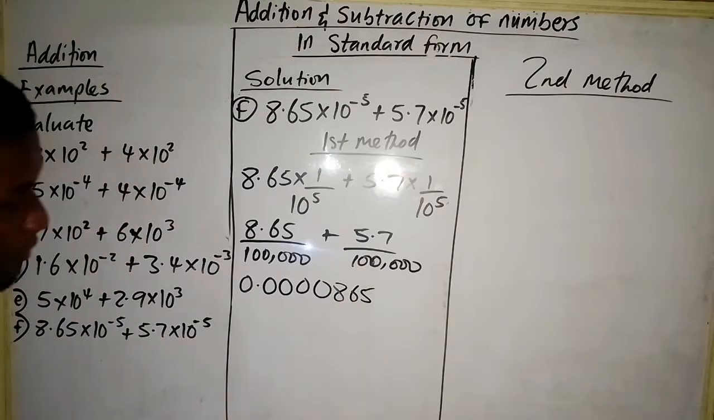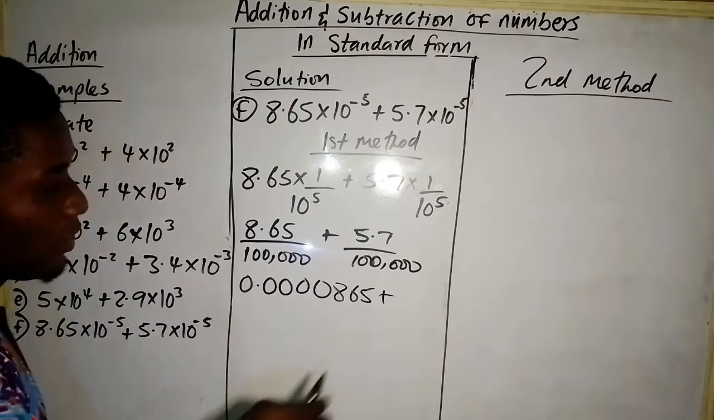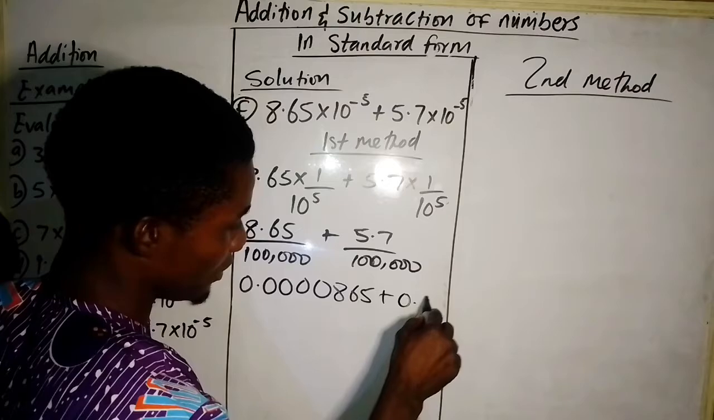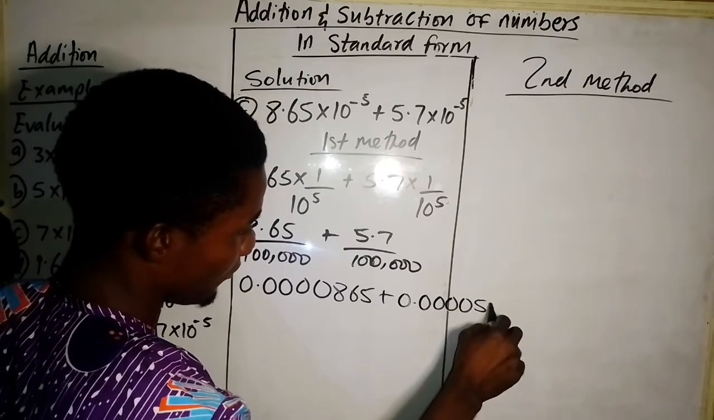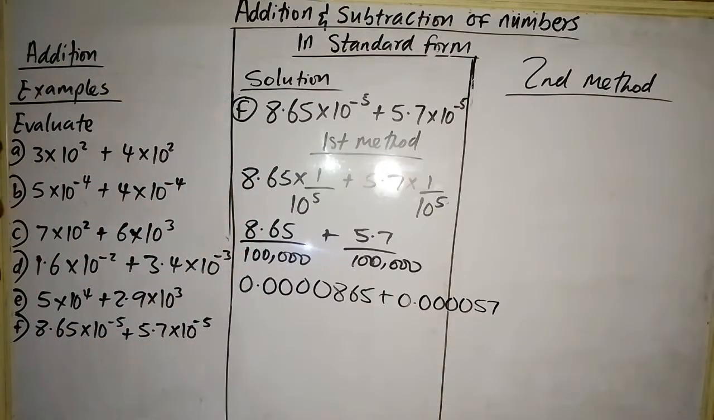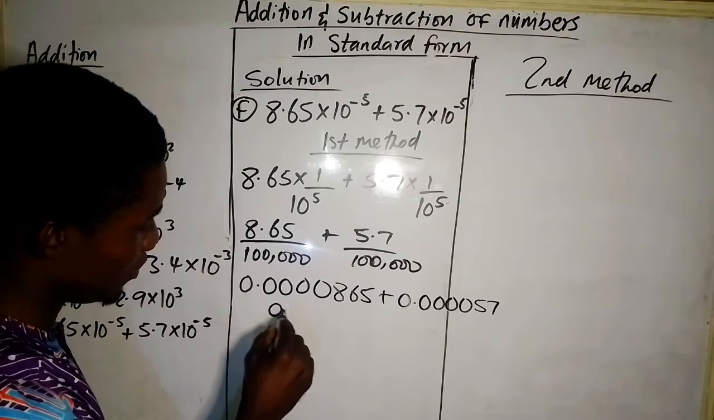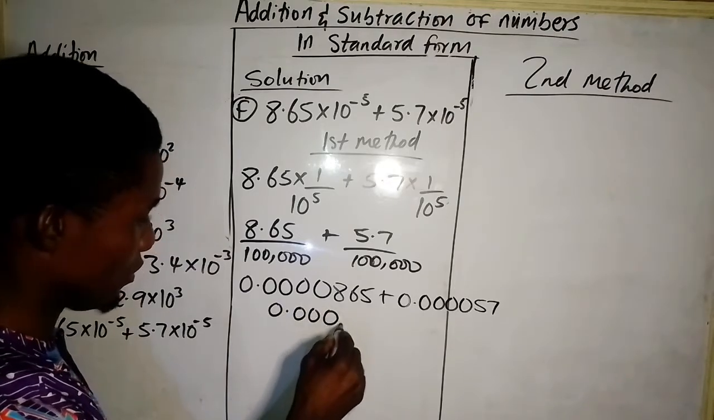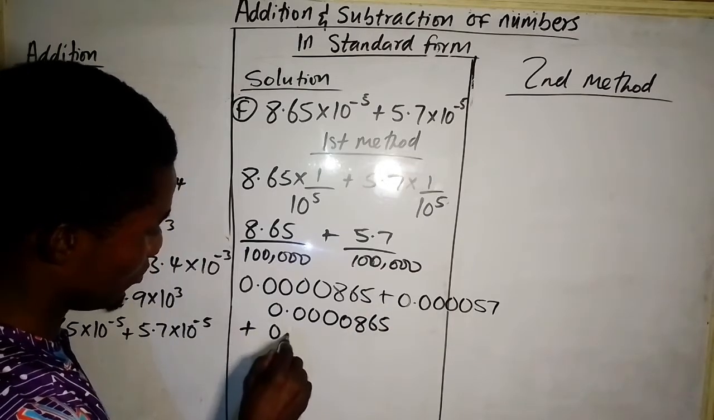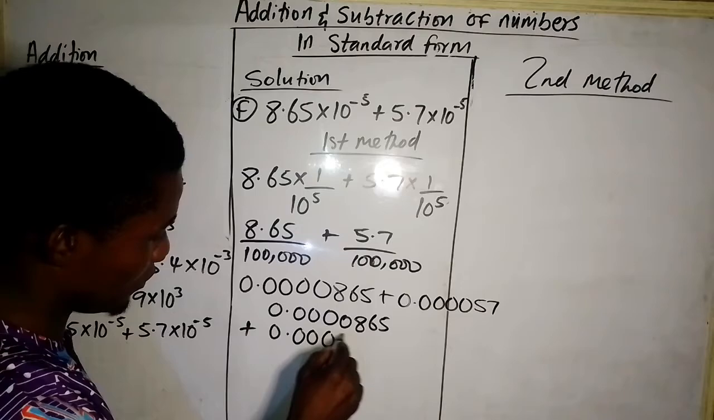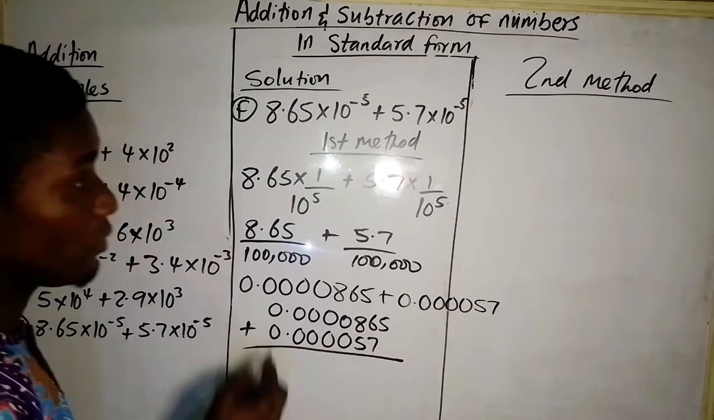0.0000865 plus, how many zeros are we having? 1, 2, 3, 4, 5. The next one, we're going to be having 0.00057. Now we have expressed it in another number. The next thing we need to do is to add up the numbers. So we have 0.0000865 plus 0.00057. So let's add up our numbers.